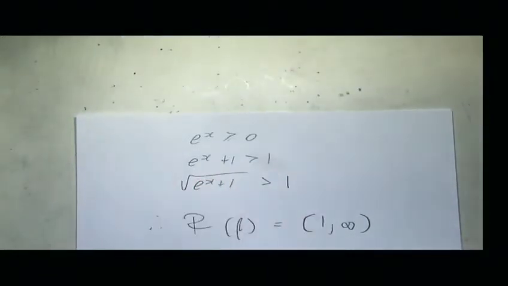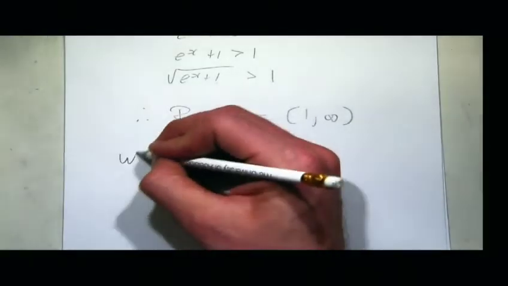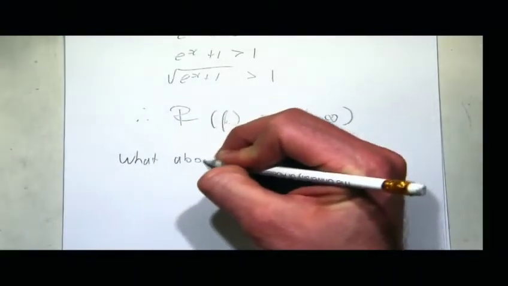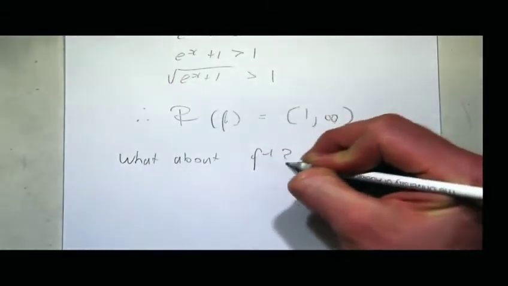They try and give you ones where it should be fairly obvious, like that one there. And you asked me about ranges and domains of inverses. Let's do that function there. What about f inverse? Well, you've got two ways of going.